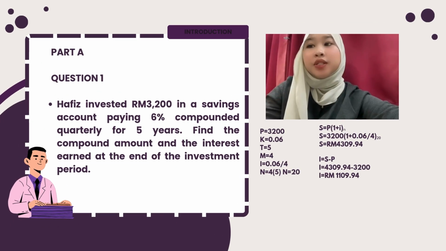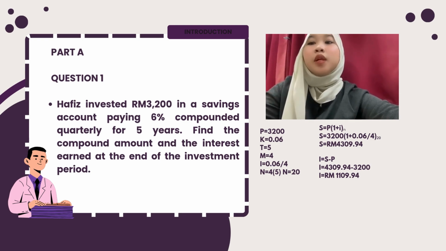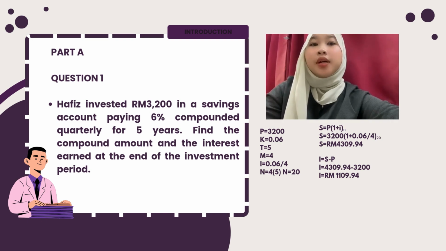Please invest RM3,200 in a savings account at 6% compounded quarterly for 5 years. Find the compound amount and the interest earned at the end of the investment period. So the formula will be P equal RM3,200, K equal 6 per 100, equal 0.06, T equal 5, M equal 4. I equal K per M.